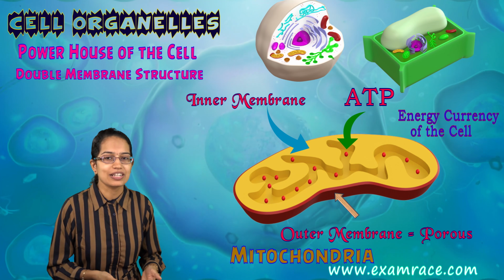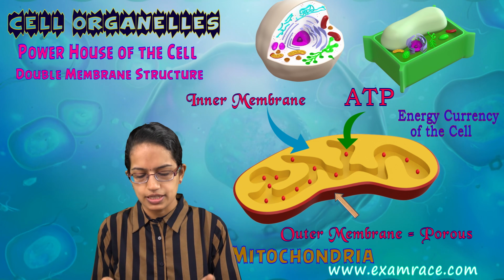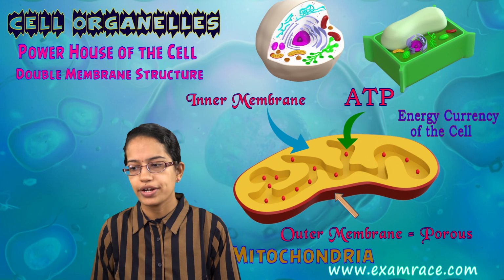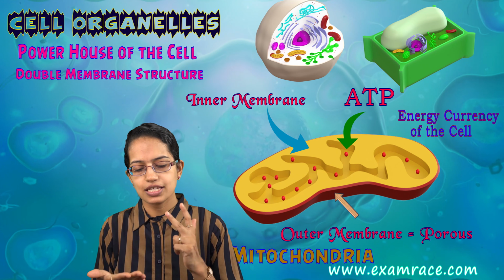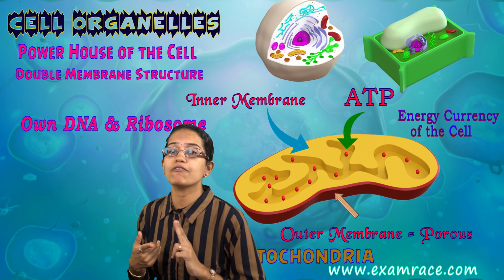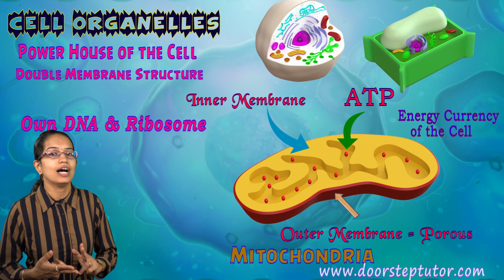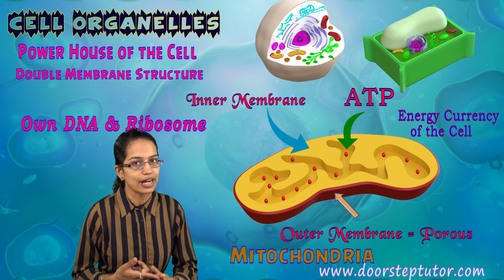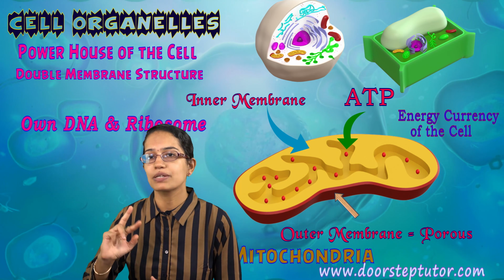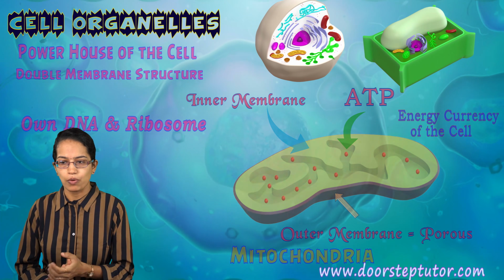A very important thing to note, besides the nucleus, it's only mitochondria which has its own DNA and ribosomes. A very, very important question that you need to know. So mitochondria has its own DNA and ribosomes. Also plastids have, but plastids are present only in the plant cell. So again, a very, very important question.